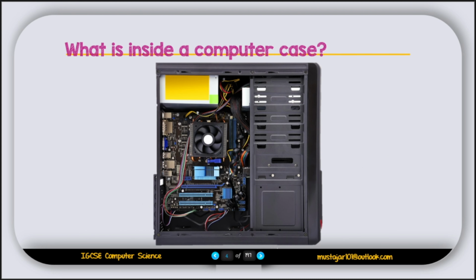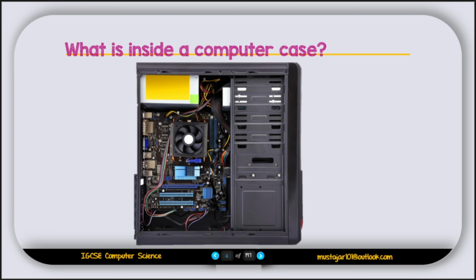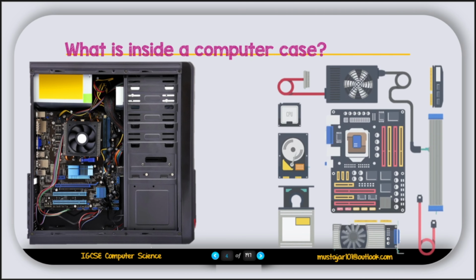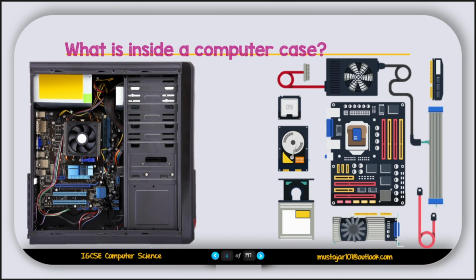Okay, so now let's discuss what is inside the computer case. This is the computer case, and there are lots of components inside it. So let's see what we have inside. We can see the power supply, CPU, hard disk, CD drive, motherboard, GPU, and lots of cables inside the case. Now let's discuss each component one by one and learn the purpose of each component inside the computer.